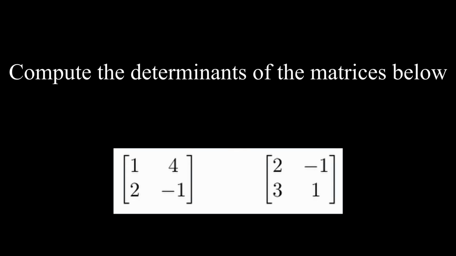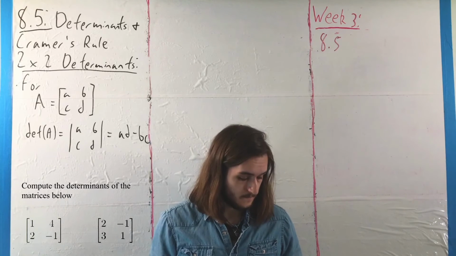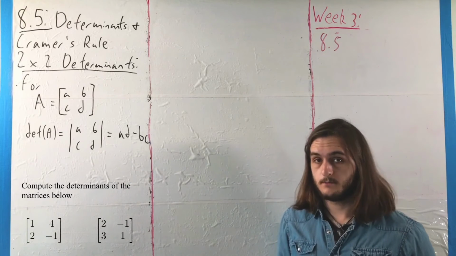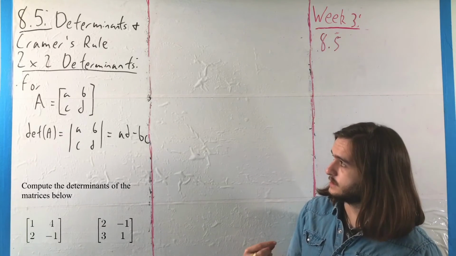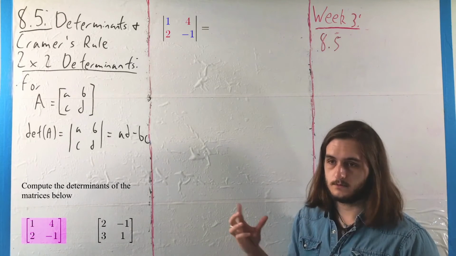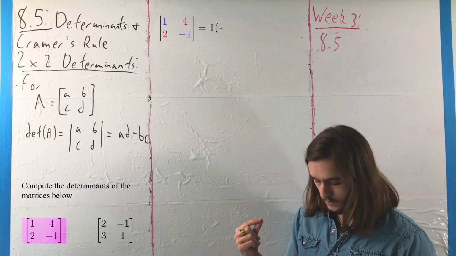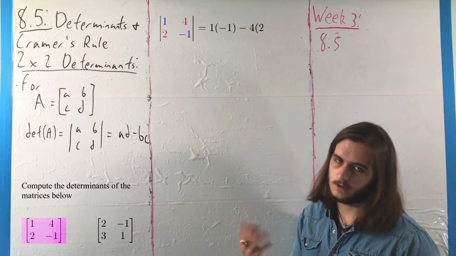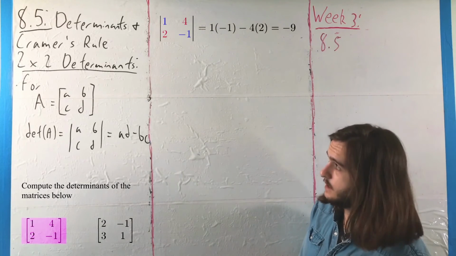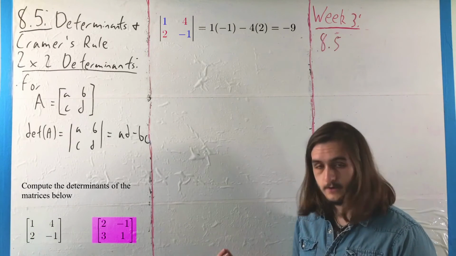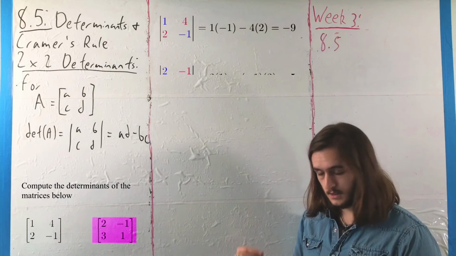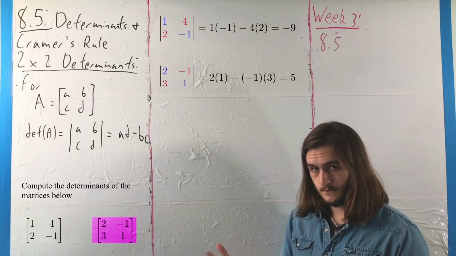So we are going to look at computing the determinants of the matrices 1, 4, 2, negative 1, and 2, negative 1, 3, 1, where for these, we're just going to apply that formula pretty much directly. For the determinant in the first case, 1, 4, 2, negative 1, we just multiply across, 1 times negative 1 minus 2 times 4, or 4 times 2, however you want to say that, to get negative 9. And in the second case, we multiply across, 2 times 1 minus negative 1 times 3, for a total of 5.